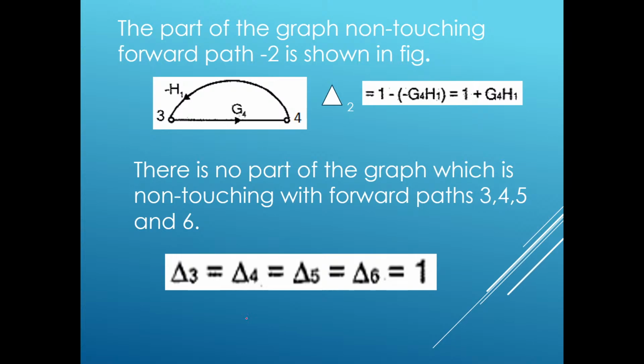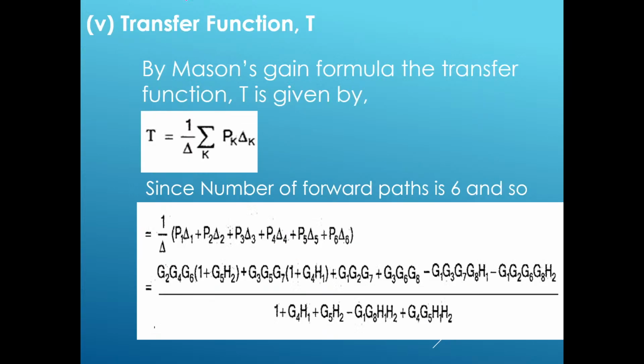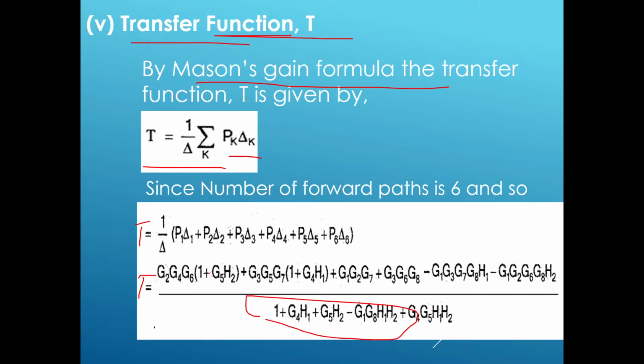Now, let us determine the transfer function T. According to Mason's gain formula, T is equal to 1 by delta, sigma k, Pk delta k. So T is equal to 1 by delta, whatever equation you have got, you just substitute it. This is the denominator. Substitute P1 value. P1 is G2, G4, G6. Substitute delta 1 value, that is 1 plus G5H2.